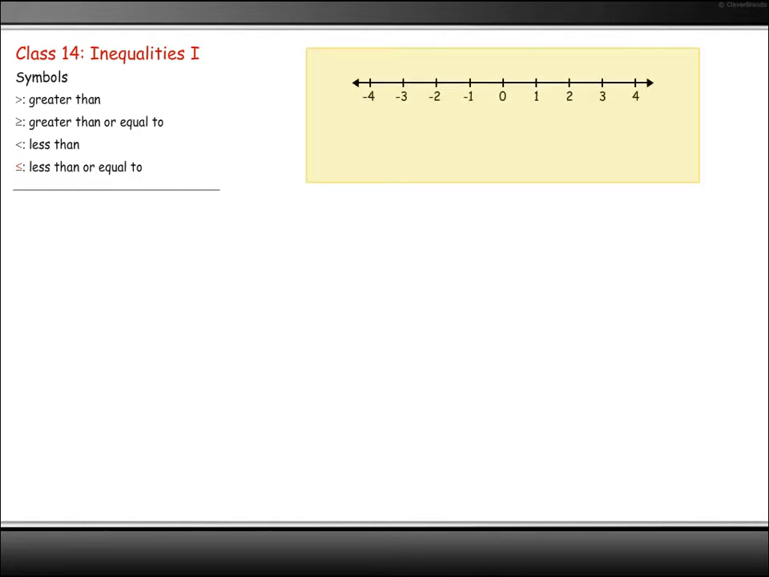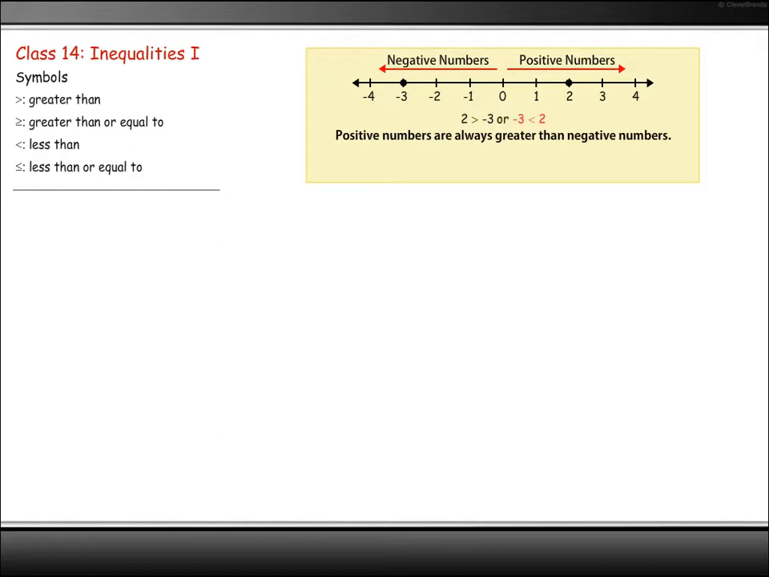Look at the number line. Numbers to the right are greater than numbers to the left. 2 is greater than -3. Positive numbers are always greater than negative numbers. Of course, if 2 is greater than -3, it follows that -3 must be less than 2.